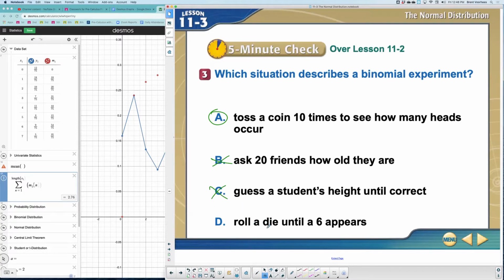Let's see, I roll a die until 6 appears. Well, I roll it and I might get a 5. Maybe I get a 3. Maybe I got a 6. Notice there's 3 different options there. So the answer choice would be A.